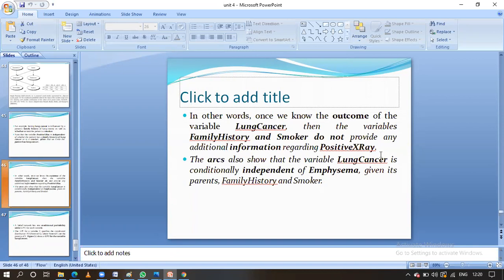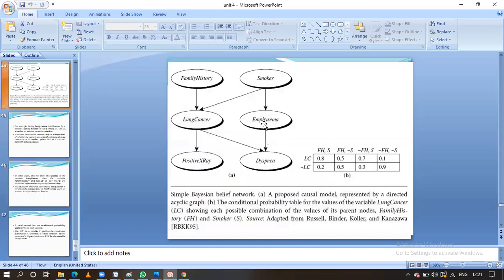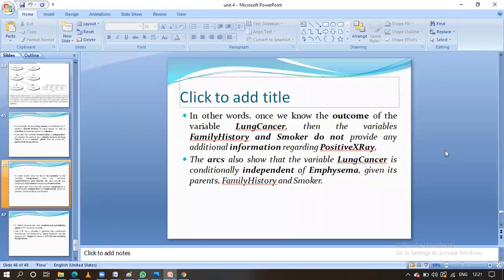And moreover, lung cancer is independent of emphysema. Emphysema means, in the lungs, if there is some problem with the vessels, it is called emphysema. Those two things are independent of each other. That is why in the diagram there is no relationship between emphysema and lung cancer. Emphysema and lung cancer have no relationship. That is the explanation related to this one.